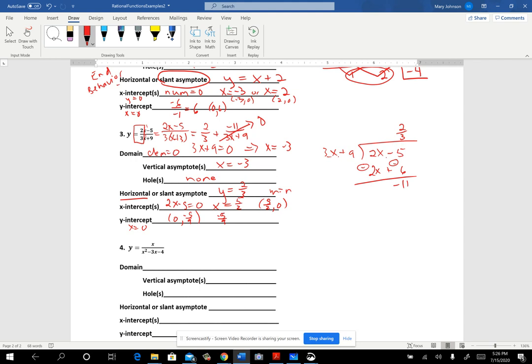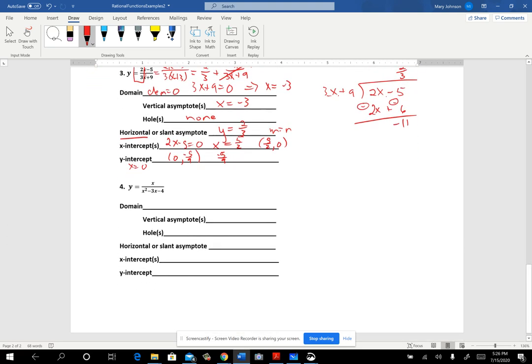All right, so I just want to do several of these. I got one more now. On this one, the degree on the bottom is bigger. So when I get ready to do my horizontal or slant asymptote, it's going to be horizontal. But see how it's bigger? If I were to do the division, I couldn't use synthetic. It's going to go in there 0 times, and so it would turn out to be 0 plus x over x squared minus 3x minus 4.